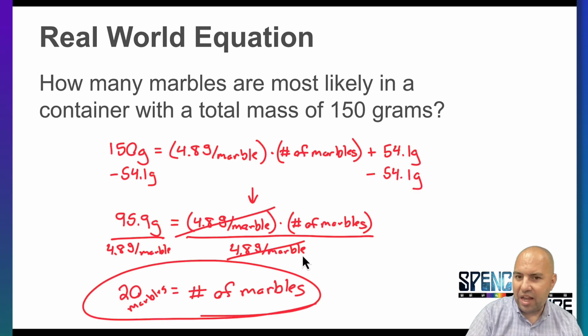So this is my lovely handwriting here. Hopefully it makes sense. I'm going to solve for the number of marbles using a little bit of algebra. I want to get the number of marbles all by itself. So I'm going to take 54.1 grams and subtract it from each side. I end up with 95.9 grams equaling 4.8 grams per marble times the number of marbles. To get the number of marbles all by itself, I'm going to divide each side by 4.8 grams per marble. And what I end up with is 20 marbles.